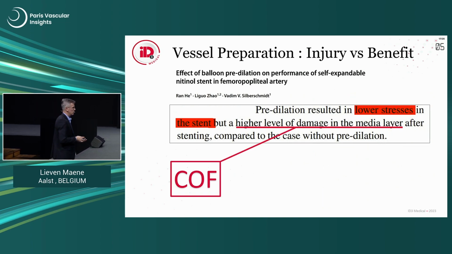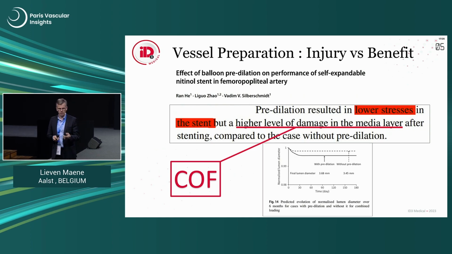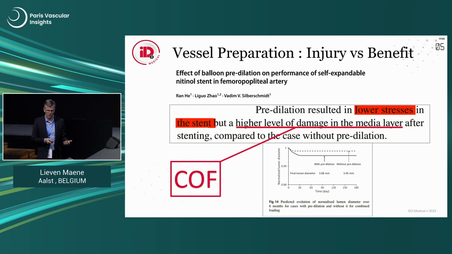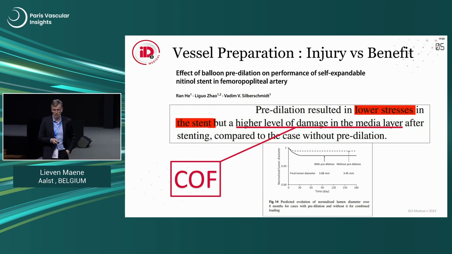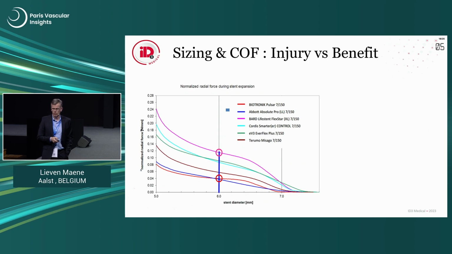So then, of course, we come to the well-known principle of the chronic outward force. And in the same article, as you see, with and without predilatation has definitely an impact on the lumen diameter that we reach and on the stress. I will not rehearse the story of the chronic outward force. I think everybody knows, as long as the curve is very flat, with the changing diameter of the device, of the stent, you exert a very low force.